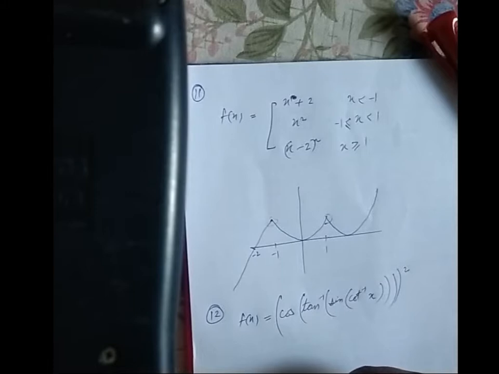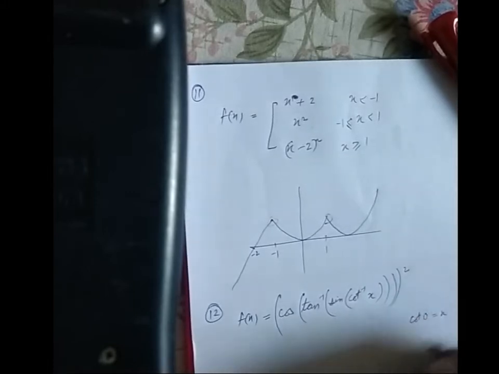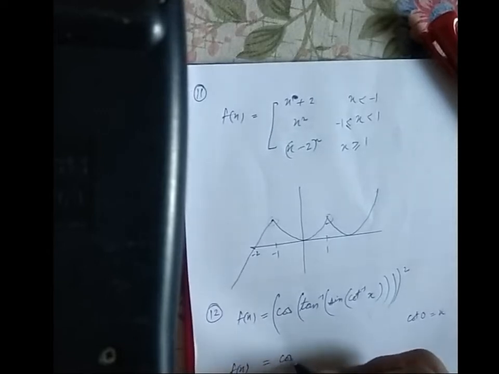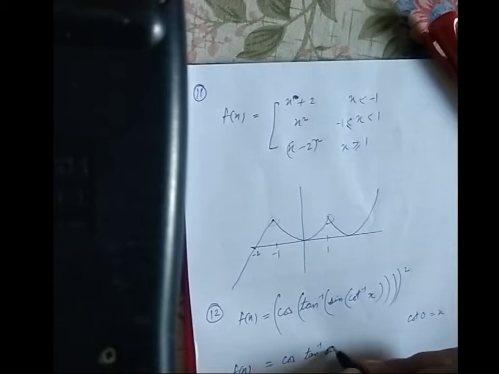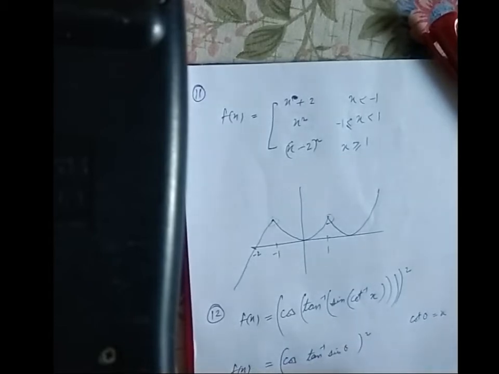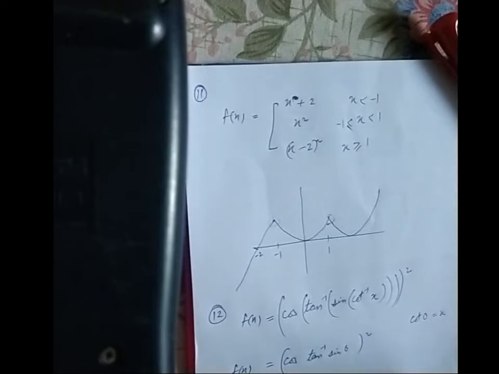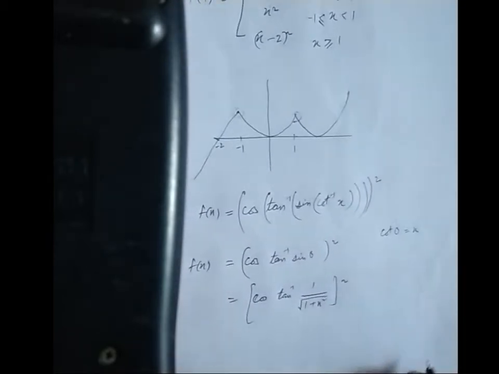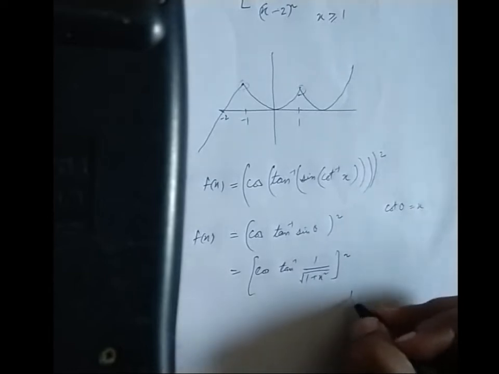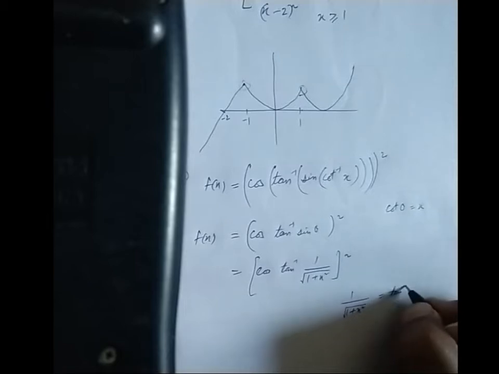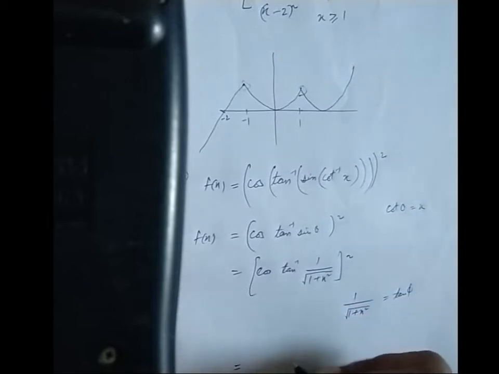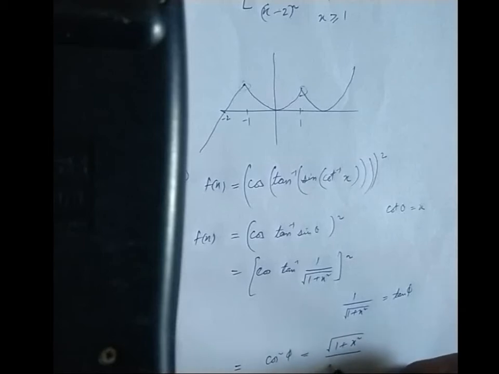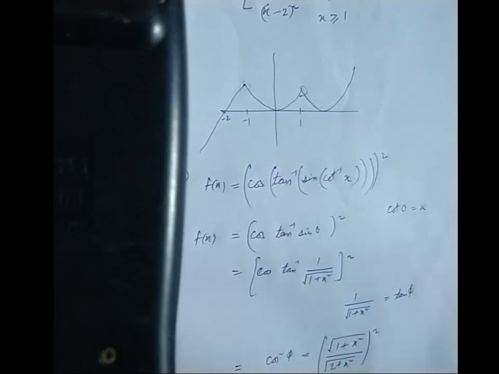So let cot theta is equal to x. Okay, so f(x) would become cos of tan inverse sin theta whole square. If cot theta equal to x, then sin theta would be equal to 1 upon root of 1 plus x square. Okay, now let 1 upon root of 1 plus x square equal to tan phi. So this would be equal to cos square phi is equal to 1 plus x square upon 2 plus x square, sorry.